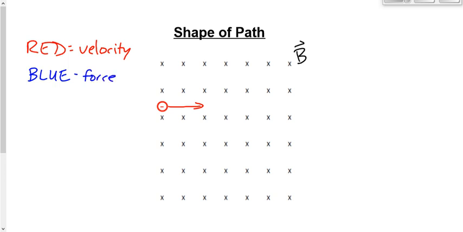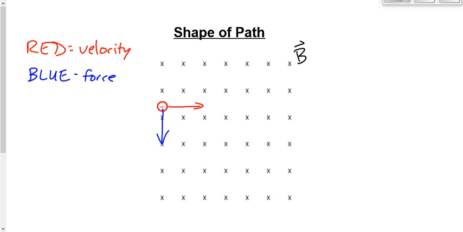What's the direction of the force on this negatively charged particle right now? How do you find it? It's the deflection rule, right? Thumb in the direction of the particle, which is to the right. Fingers in the direction of the field, which is into the page. Palm points down the page. Agree? So the magnetic force on this is down the page.